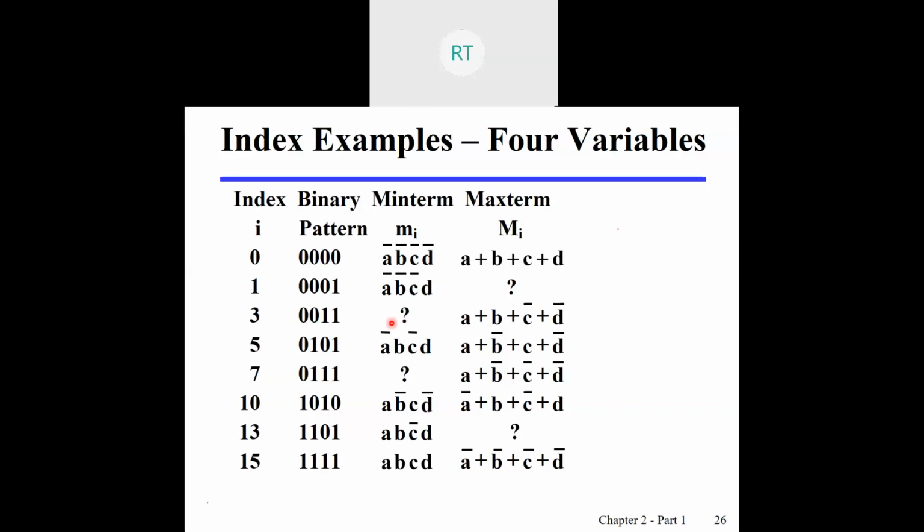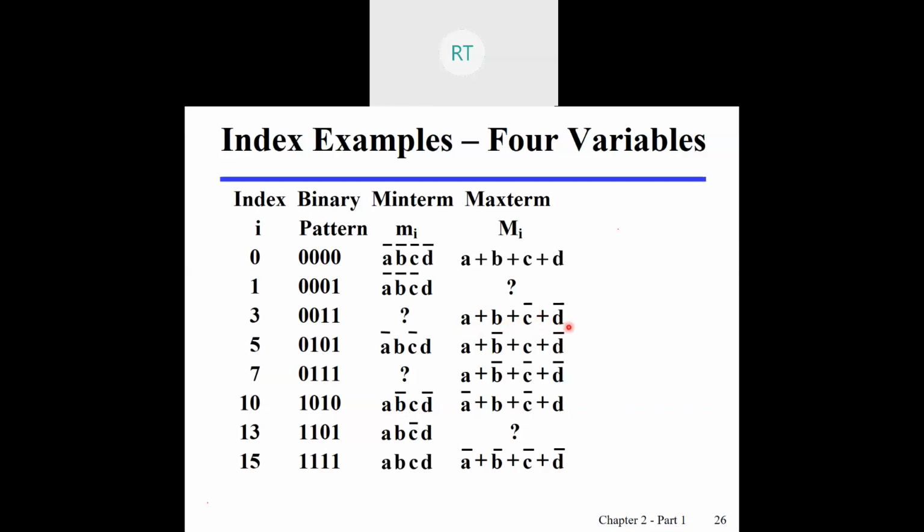Who can tell me what is the min term 3? It's a bar, b bar, c d, right? Exactly. So the max term is big M of 3. It's going to be A plus B plus C bar plus D bar. Why? Because it is 0, 0, 1, 1.